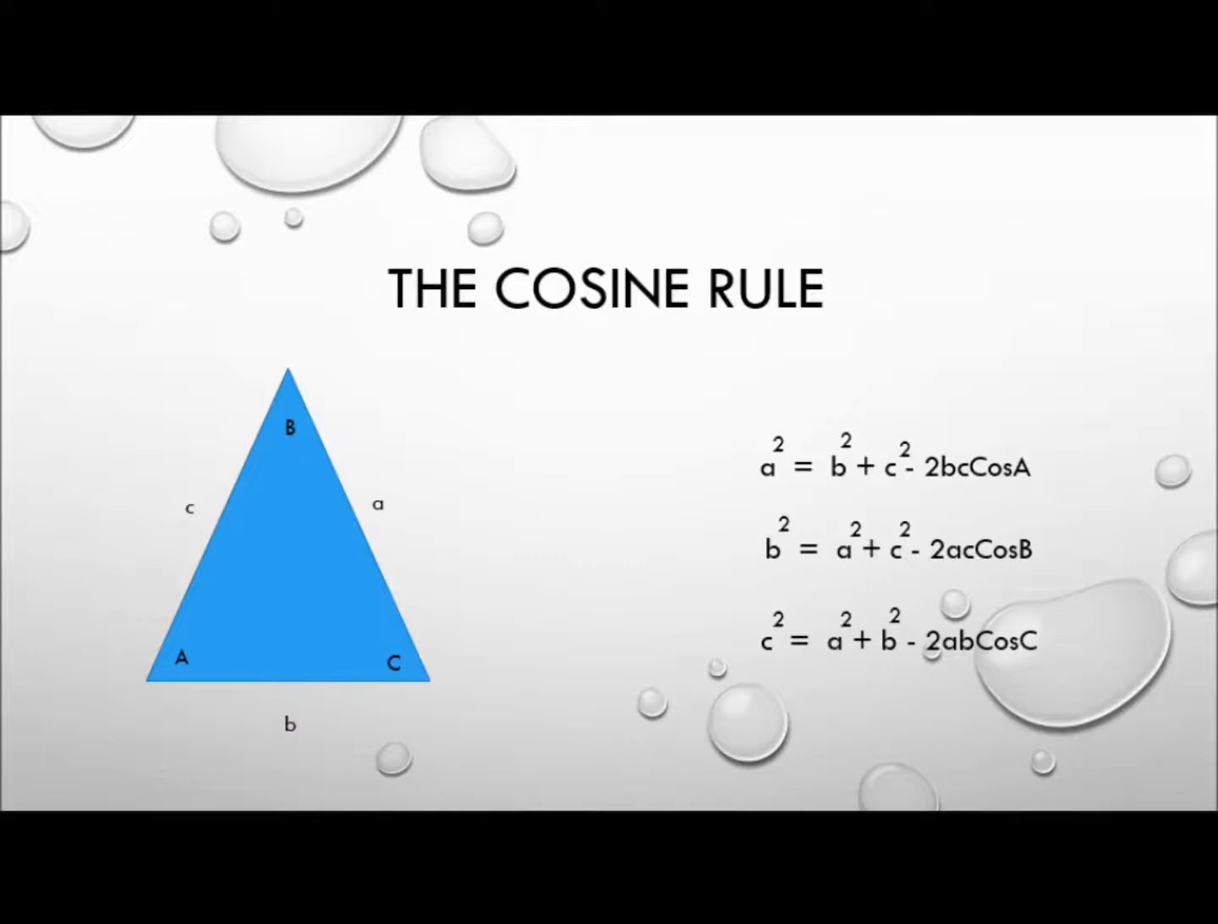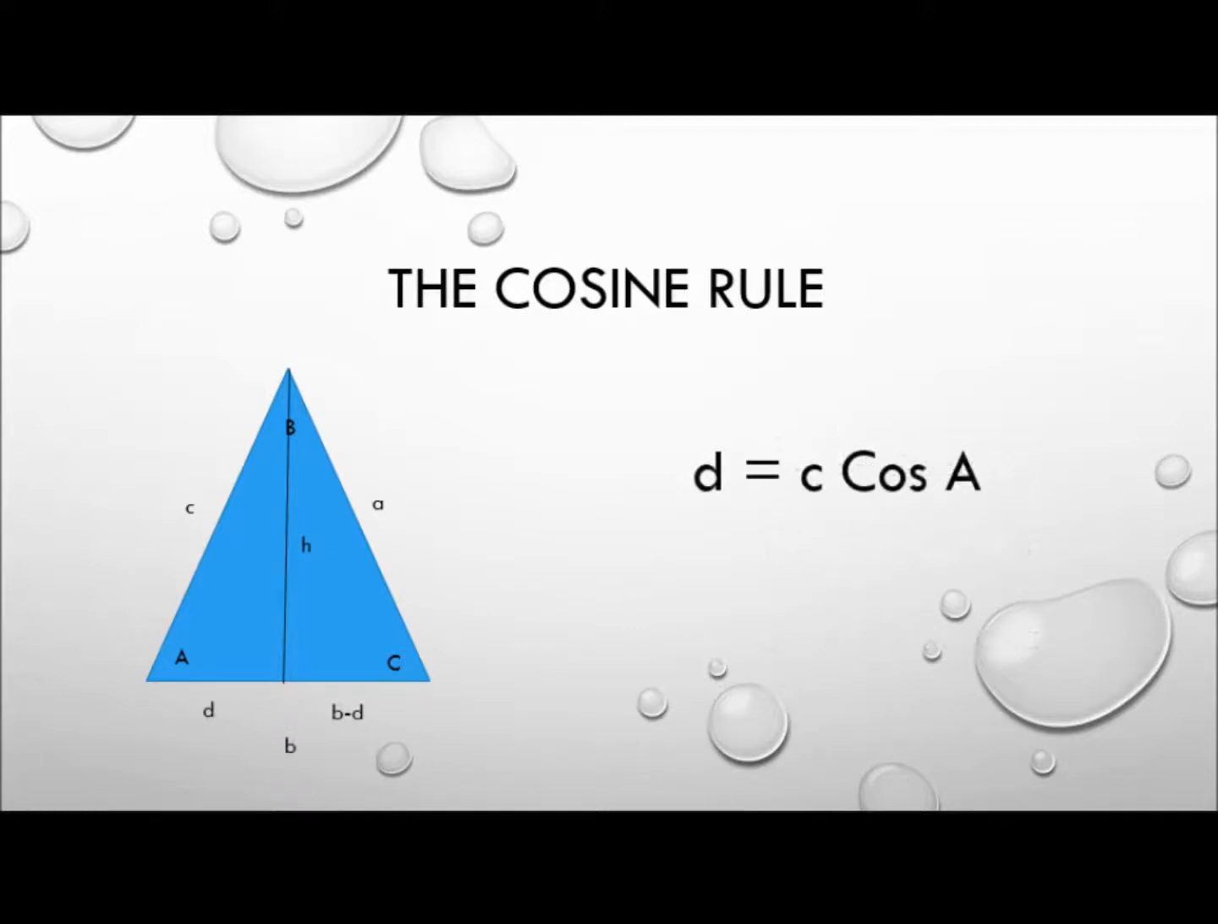And let's try and find out why we have to subtract this 2bc cos a or 2ac cos b or 2ab cos c. Let's take the top formula and we'll derive it. Okay, so the first thing we're going to do is drop a vertical line from the vertex that is angle B straight down to the base, and that's going to divide the base into two parts that are not necessarily equal. One we're going to call length D and the other one is whatever's remainder, which is the whole of length B minus length D.